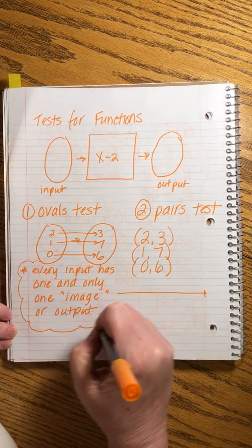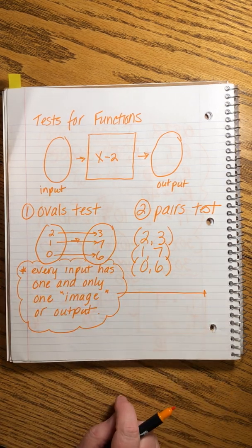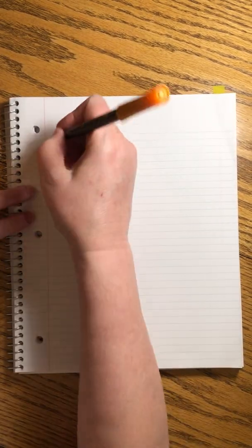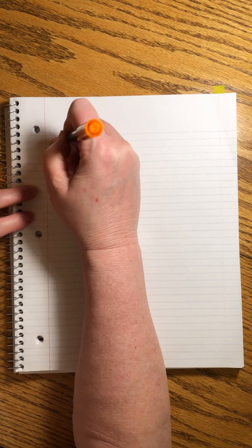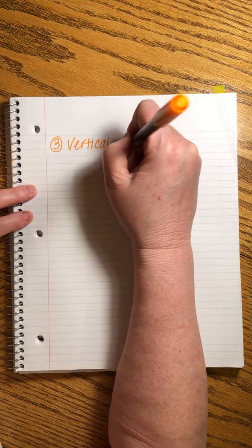These are the tests that we've already looked at and that you've worked on. There is a third test. Here it comes. Are you pumped? It is called the vertical line test, and John does call it that.